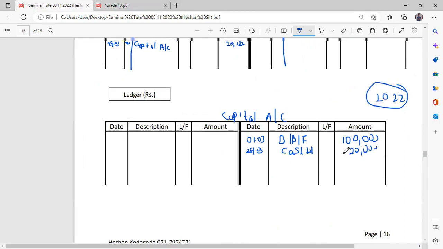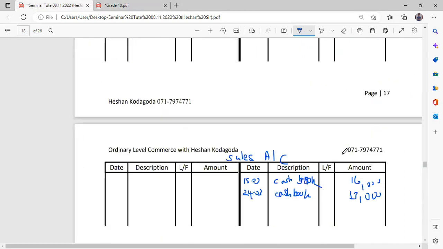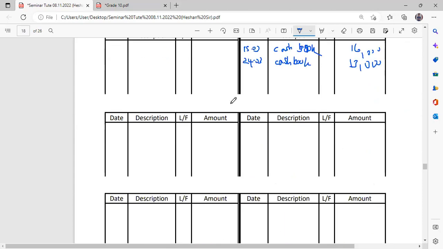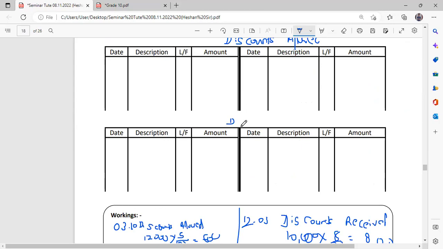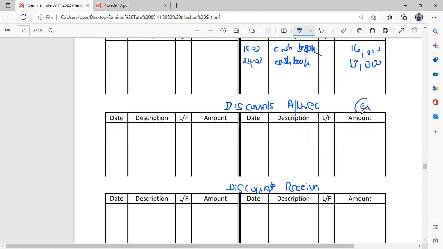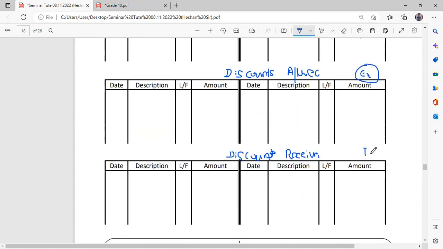Now we need to record the discount allowed and the discount received. Discount allowed, it's an expense. Discount received, it's an income, right?